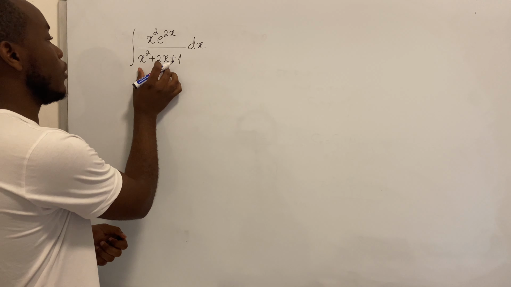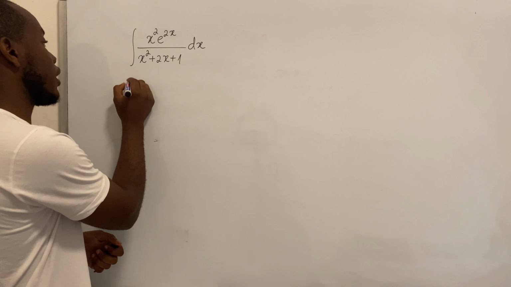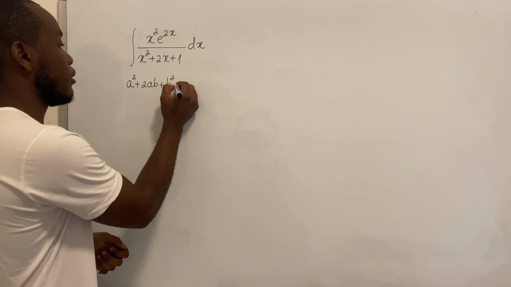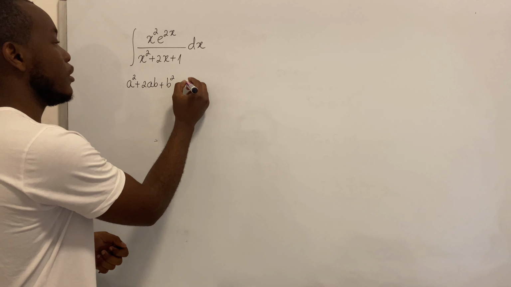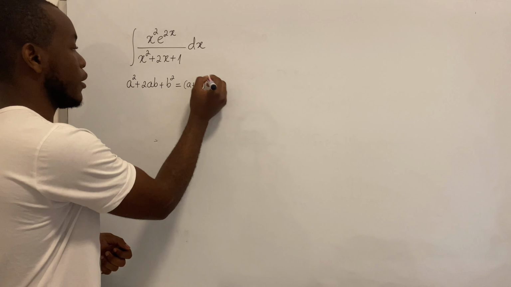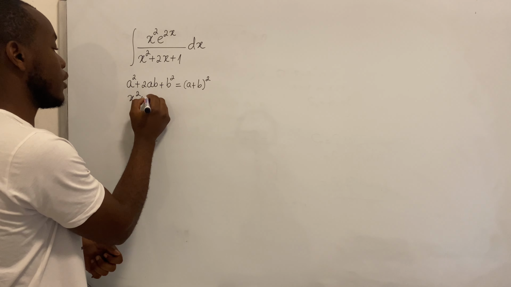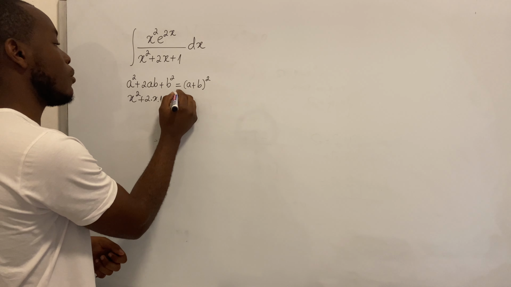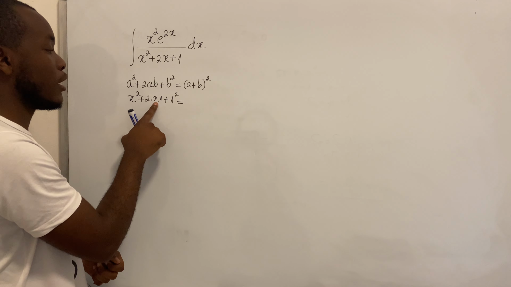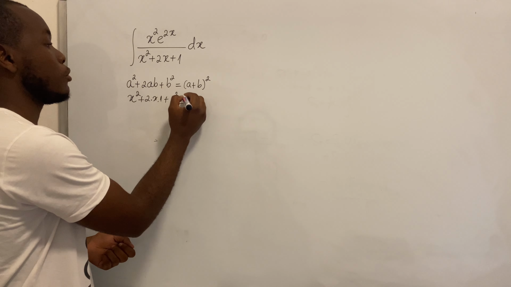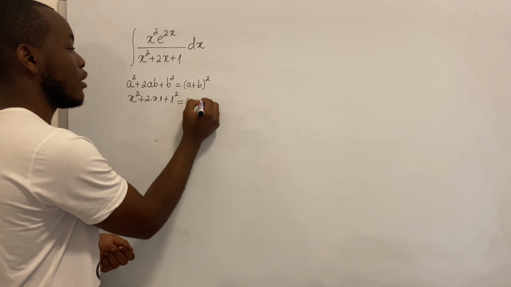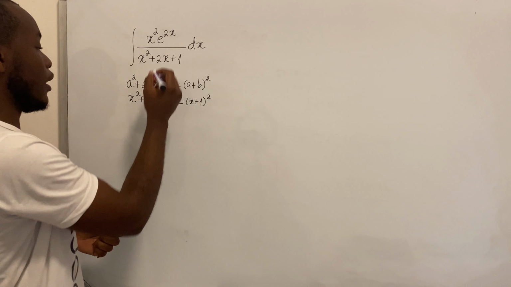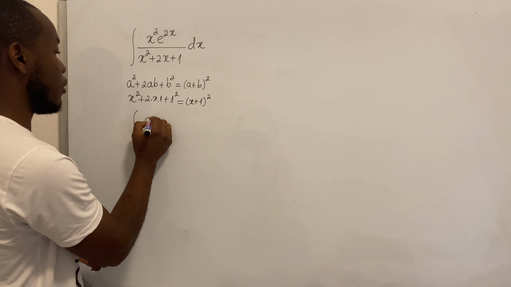Okay, so we know that x squared plus 2x plus 1 we can write in terms of a perfect square, right? Which is a squared plus 2ab plus b squared, which is a plus b squared. We have x squared plus 2x, which can be 2 times x times 1, and this one can be 1 squared. So 2 times x is 2x times 1, so it can be written as x plus 1 squared.